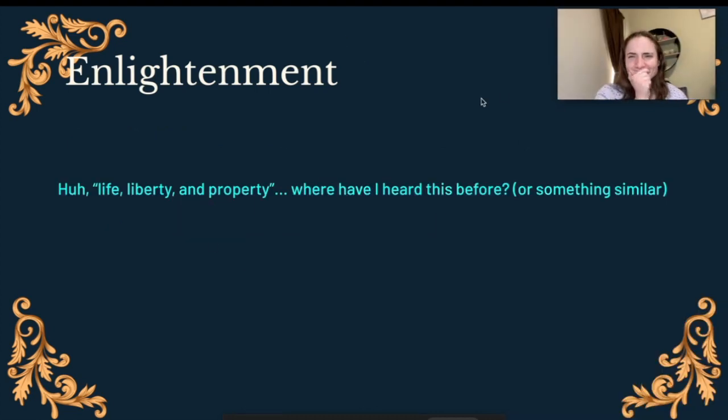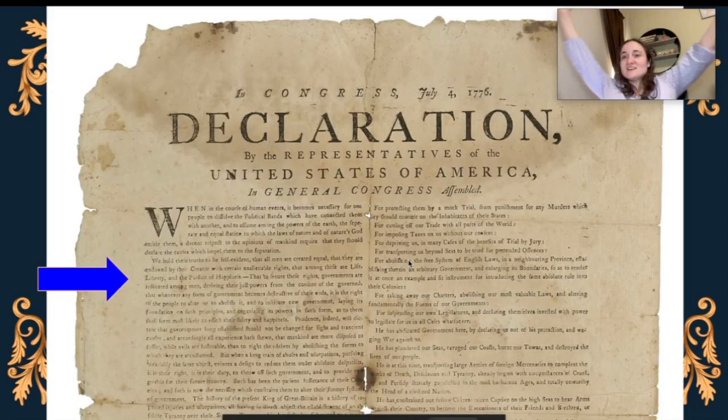So, life, liberty, property? Where have I heard this before? At least something similar. The Declaration of Independence of the United States. Yes, it is in here. Yes, the people who wrote the Declaration of Independence took this from Locke, okay?